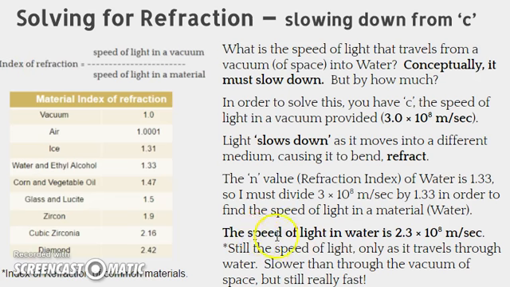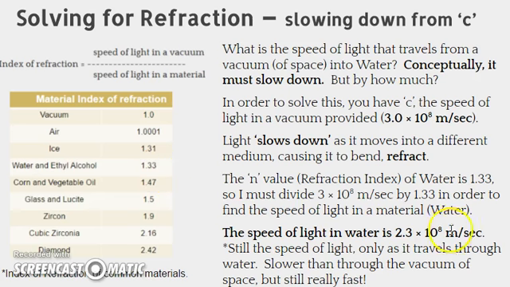So here I can do the math that the speed of light in water is only 2.3 times 10 to the 8th meters per second. It's still the speed of light, but only as it's traveling through water. It's slower than through the vacuum of space, but it's still really fast. I simply took 300 million, the speed of light in a vacuum, and I divided by the index of refraction of water of 1.33, and I get this value.